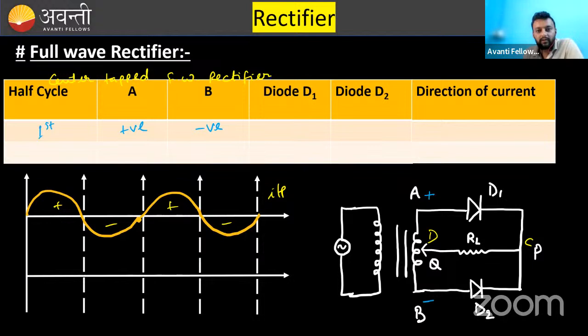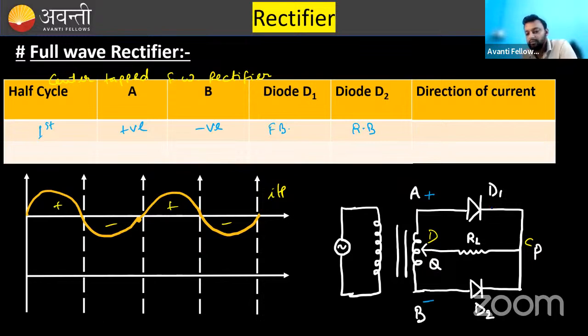Okay. Can you find it very quickly? D1 forward biased. Very good. Okay. So D1 will be forward biased, D2 will be reverse biased.